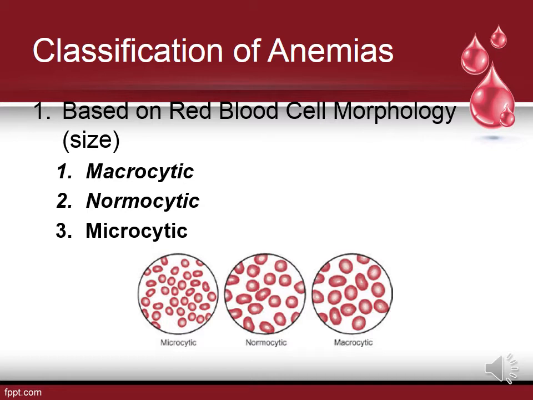Take note, a microcytic cell has an MCV, or mean corpuscular volume, of less than 80. Normocytic has a mean corpuscular volume of 80 to 100 femtoliters, while for macrocytic, the MCV is greater than 100. The major limitation of such classification is that it tells nothing about the etiology, or the reason, of the anemia.